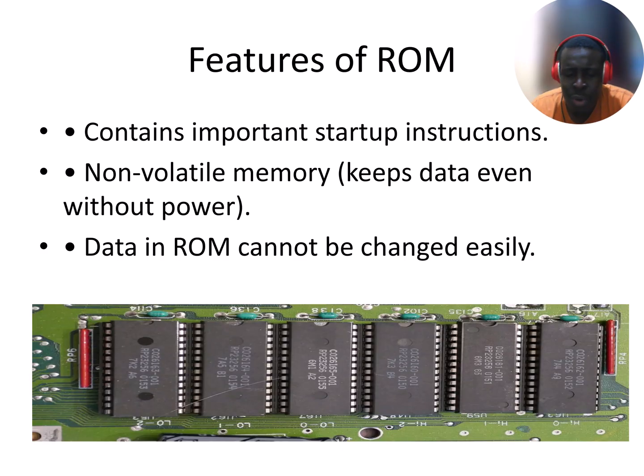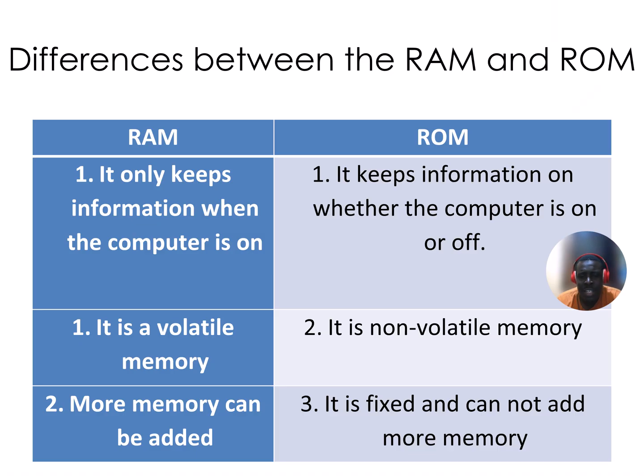Good. So now that we've looked at some of the features of the RAM and ROM, let's look at the differences. Let's try to compare them and see if we can go through them. So let's look at the three differences. We have the RAM and ROM. So RAM, we said it only keeps information when the computer is on. And then the ROM, it keeps information on the computer whether the computer is on or off.